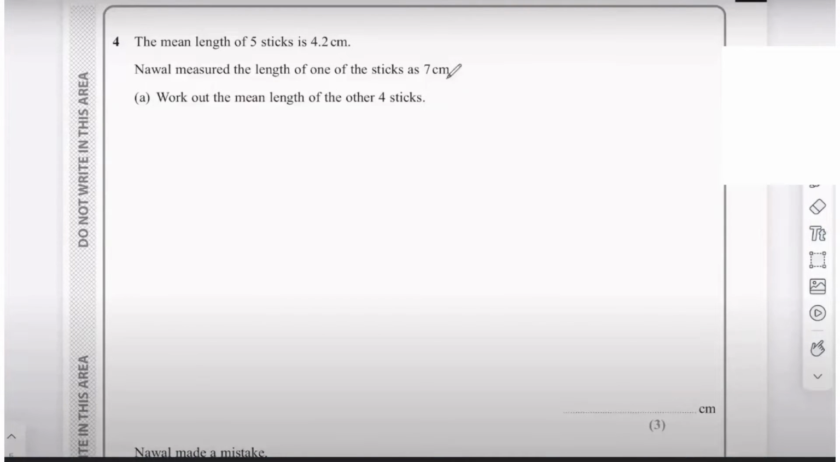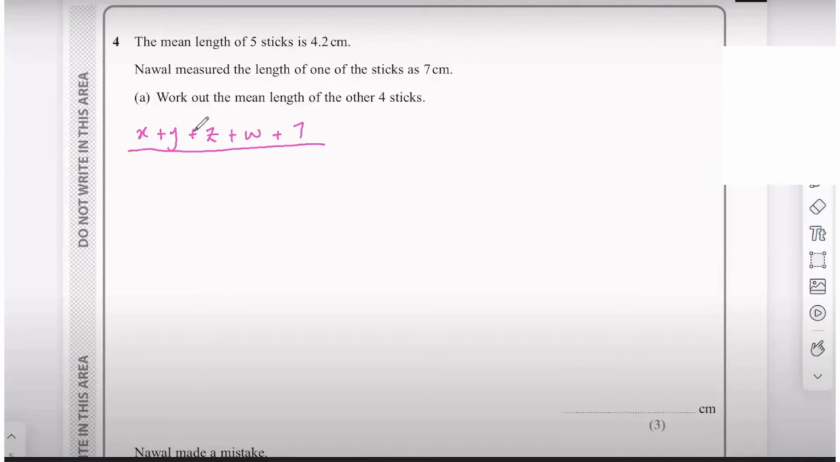So let's assume that the lengths of the four sticks are x, y, z and w, and the fifth one is 7. So x plus y plus z plus w are the 4 sticks, and the fifth stick has a length of 7.